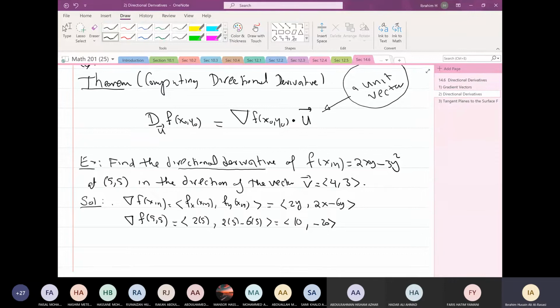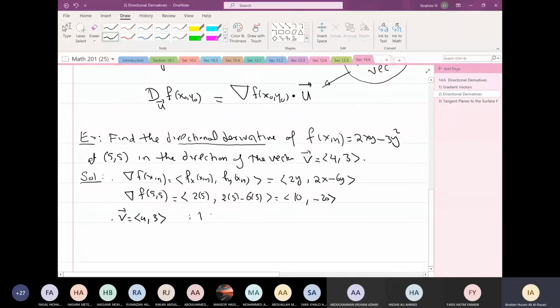Now the vector given here is v, which is (4,3). What should I check for v first? Whether it's a unit vector. It has to be a unit vector. Notice the formula, the vector has to be a unit vector. So check, is it a unit vector or not? Just find the magnitude of the vector v: root of 16 plus 9, which is 5, which is not equal to 1. So I have to change it to a unit vector.